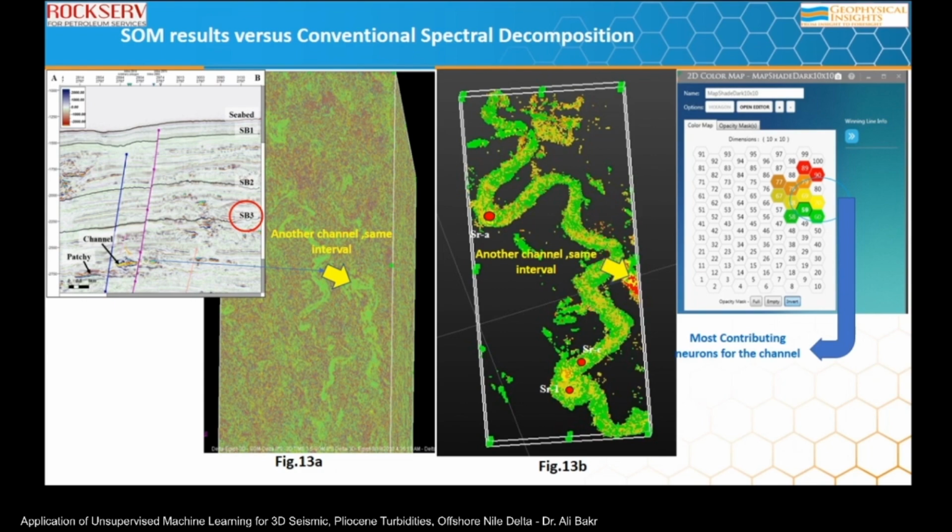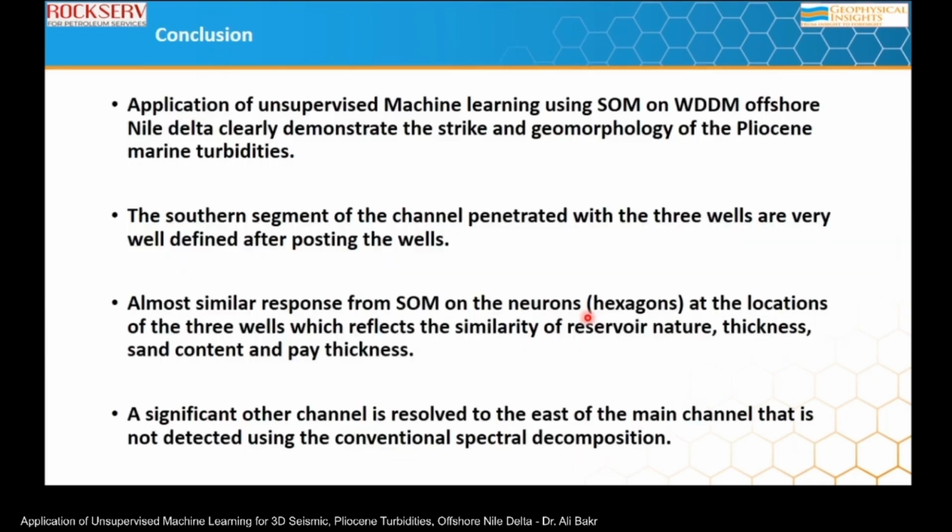Let us now conclude what we have received according to this application of unsupervised machine learning using SOM on West Delta deep offshore Nile Delta. It clearly demonstrates the strike and the geometry of the Pliocene marine turbidite. The southern segment of the channel penetrated with 3 wells is very well defined after posting the wells, with almost similar response from SOM on the neuron hexagons at the location of the 3 wells, which reflects the similarity of the reservoir nature, sand thickness, content, and base thickness as well.